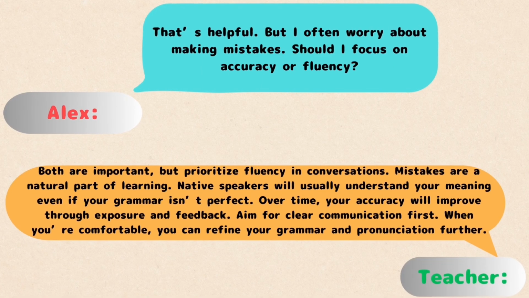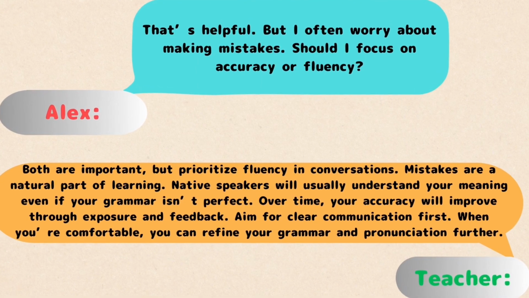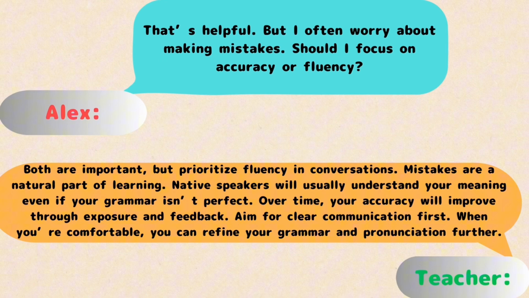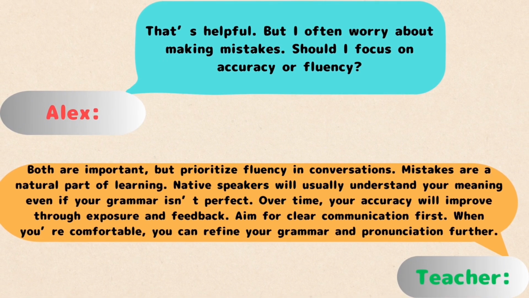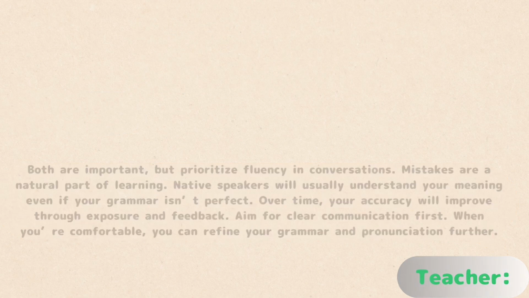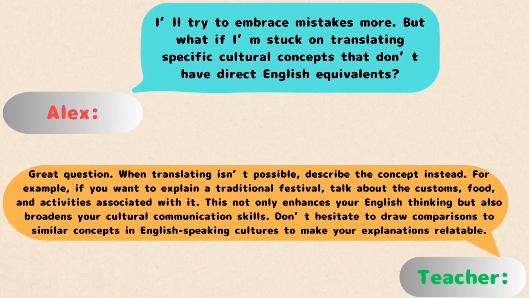That's helpful. But I often worry about making mistakes. Should I focus on accuracy or fluency? Both are important, but prioritize fluency in conversations. Mistakes are a natural part of learning. Native speakers will usually understand your meaning even if your grammar isn't perfect. Over time, your accuracy will improve through exposure and feedback. Aim for clear communication first. When you're comfortable, you can refine your grammar and pronunciation further. I'll try to embrace mistakes more.